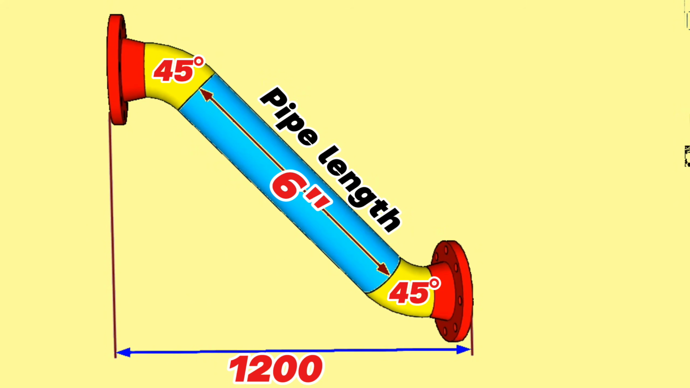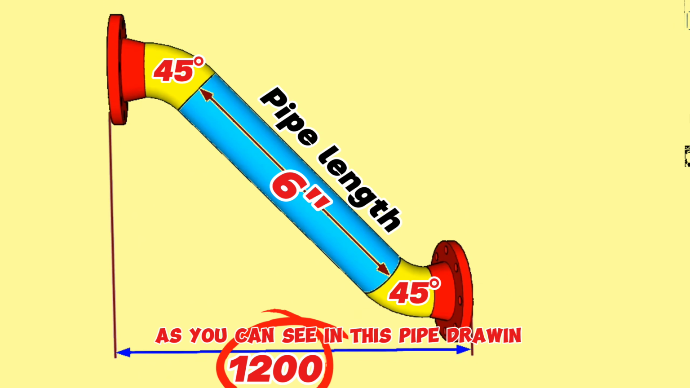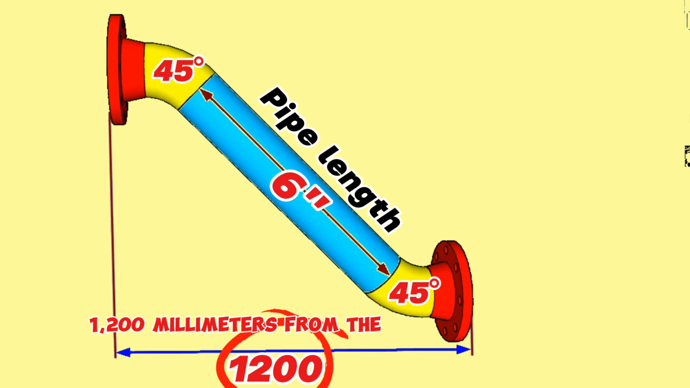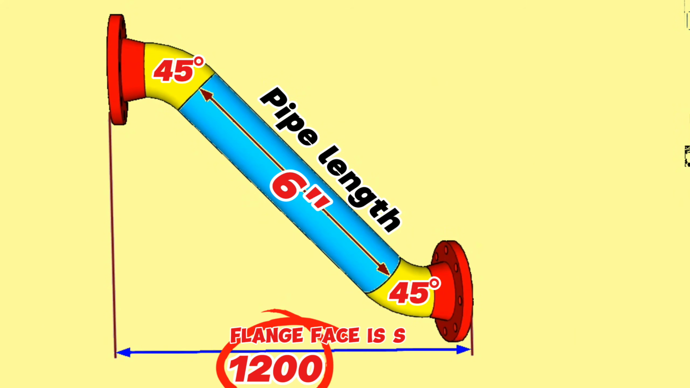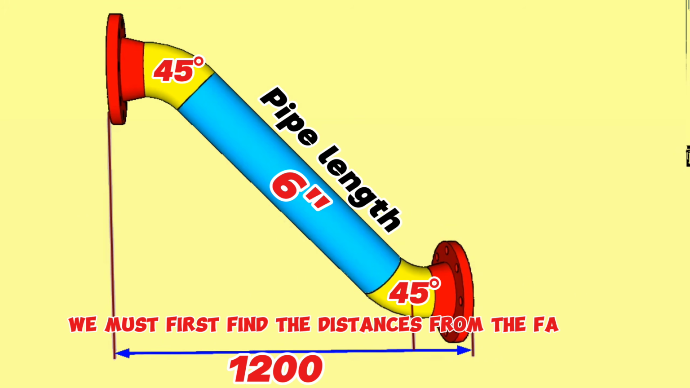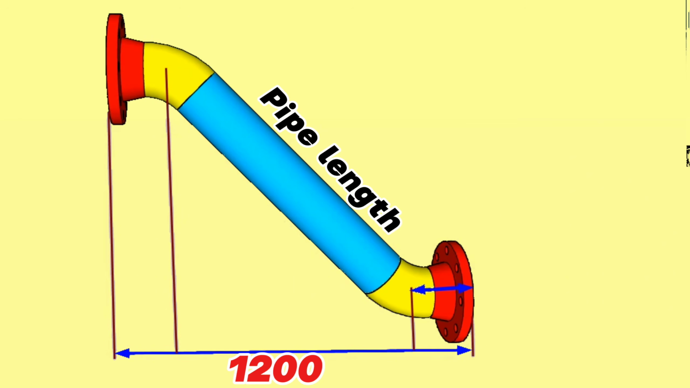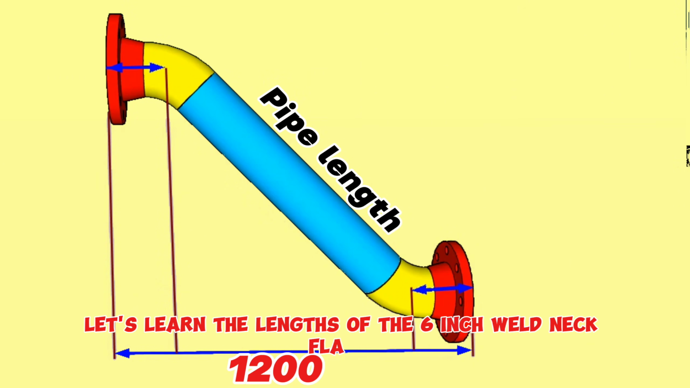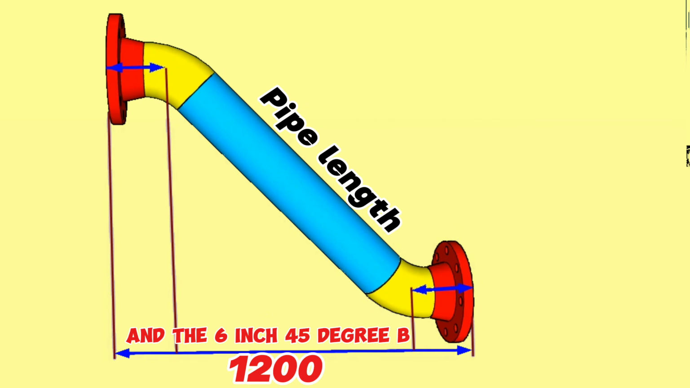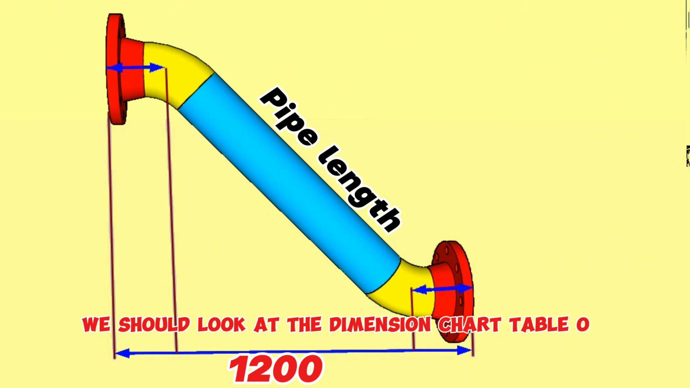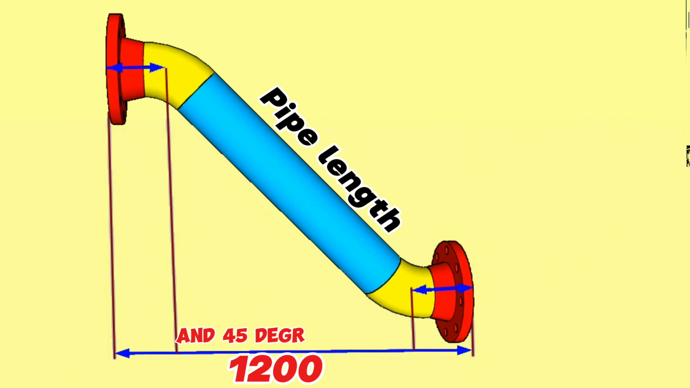As you can see, in this pipe drawing, 1,200 millimeters from the flange face to the other flange face is shown. Accordingly, we must first find the distances from the face of the flange to the center of the 45-degree butt weld elbows. To find this distance, let's learn the lengths of the 6-inch weld neck flange and the 6-inch 45-degree butt weld elbow. For this, we should look at the dimension chart table of weld neck flange and 45-degree butt weld elbows.